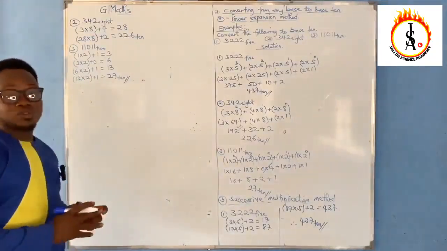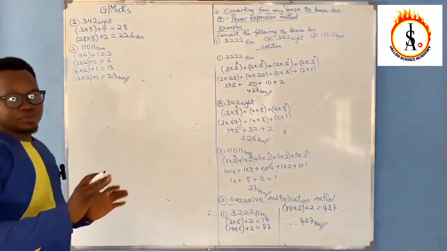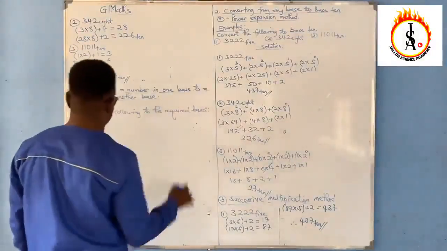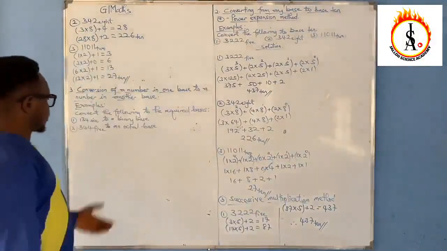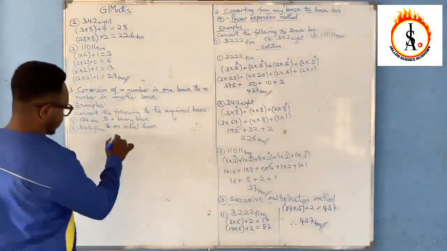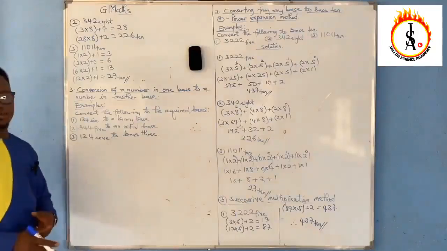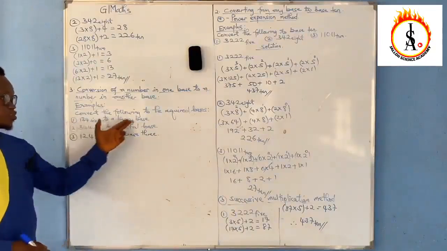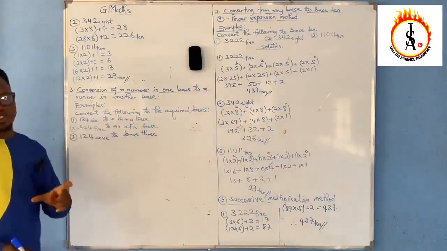Now we're going to look at how to convert from one base to another other than base 10. We'll convert the following to the required bases. So we have to solve these particular examples. These are the numbers that we have to convert. 134 in base 6 to a binary base. Binary base means you convert it to base 2.